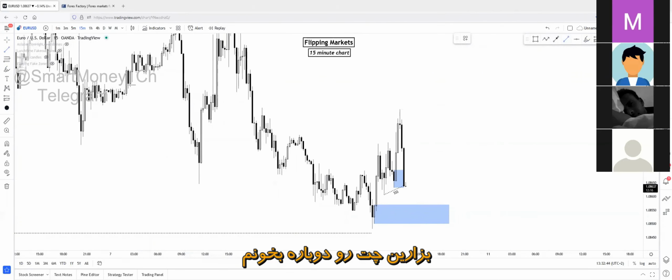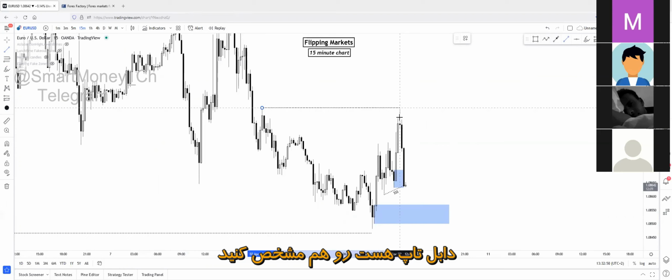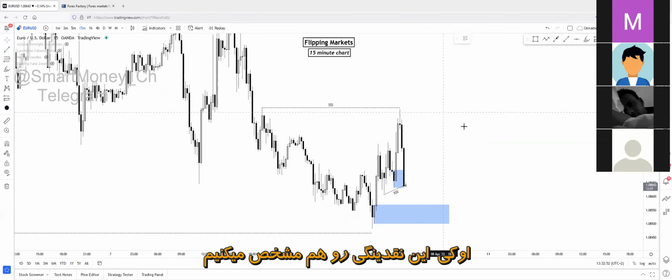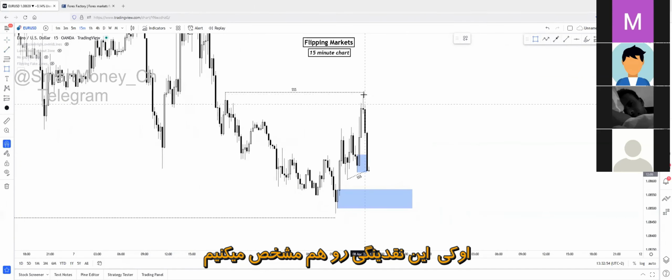Let me just read the chat again. I am liquidity margin by, okay, but there is double tap, got it. Okay. Liquidity, I will mark it as a liquidity.